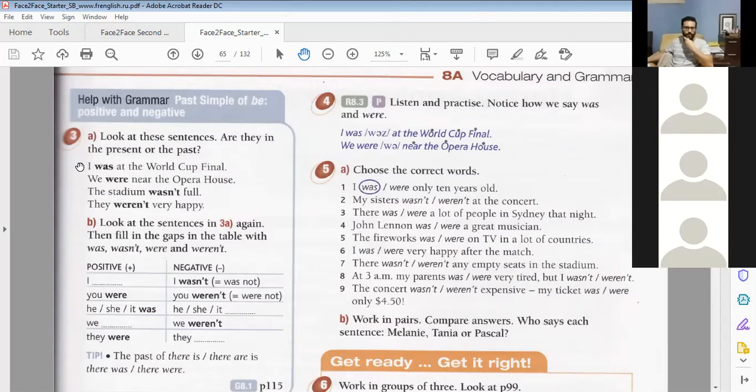I was at the World Cup final. We were near the Opera House. The stadium wasn't full. They weren't very happy. Okay, very nice. Is this in the past or is it in the present? In the past. Correct. All of these sentences, the 4 sentences, all of this is in the past. It's not in the present, okay? So it's in the past.